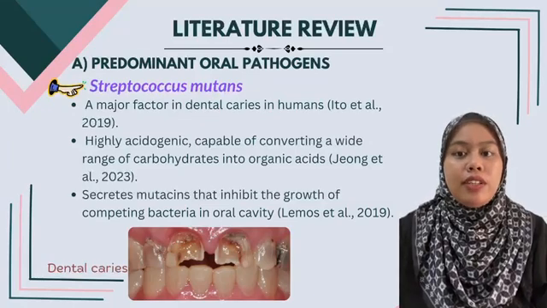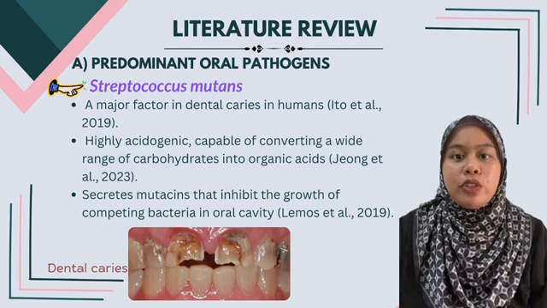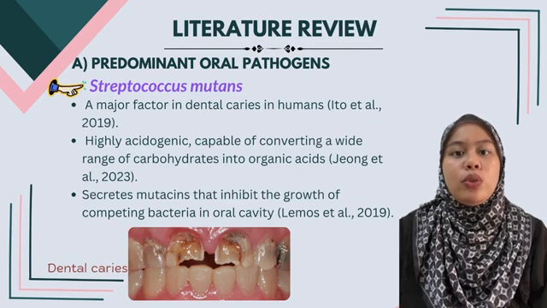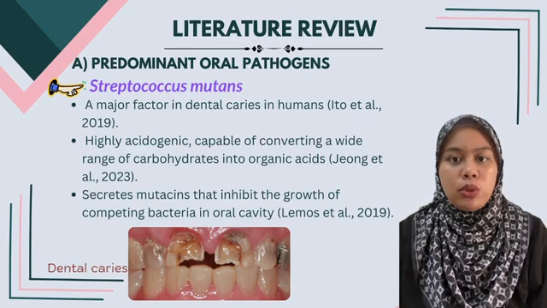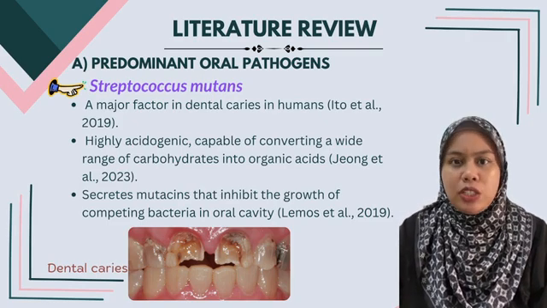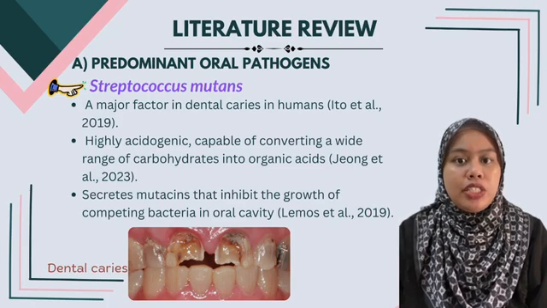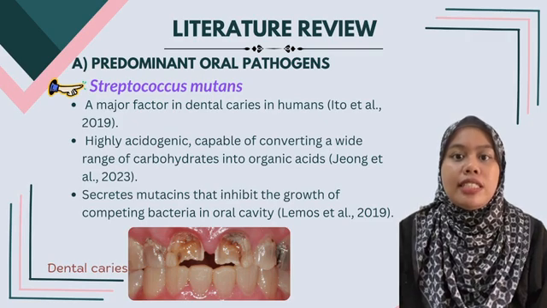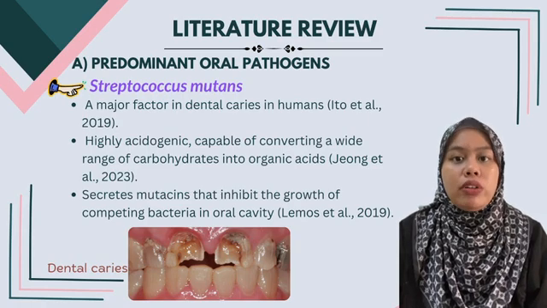Under the first objective, there are three most prevalent oral pathogens. Firstly, Streptococcus mutans, which is a key contributor to dental caries because it produces extracellular glucopolymers from sucrose, which help it colonize tooth surfaces. It is highly acidogenic, converting various carbohydrates into organic acid, lowering the pH, which contributes to dental caries. Additionally, S. mutans secretes mutacins that inhibit the growth of competitive bacteria like Streptococcus sanguinis and Streptococcus gordonii, allowing it to dominate the oral biofilm.